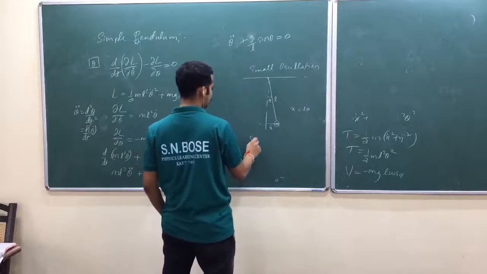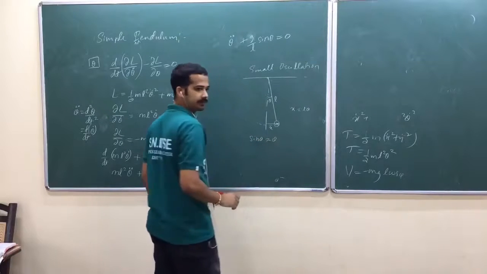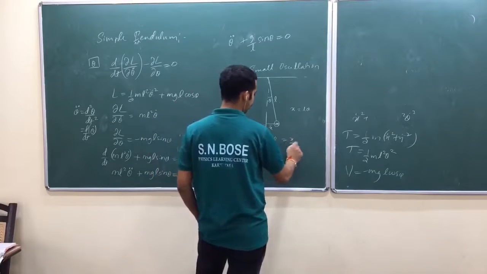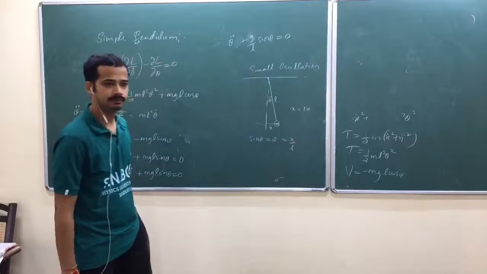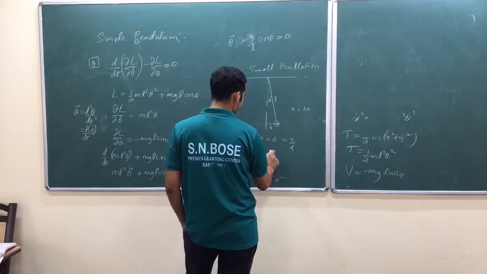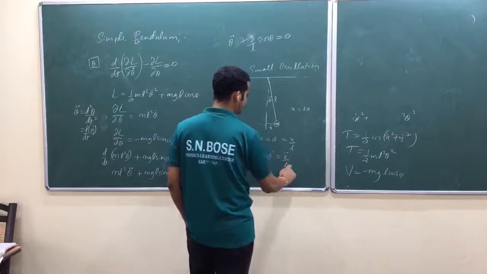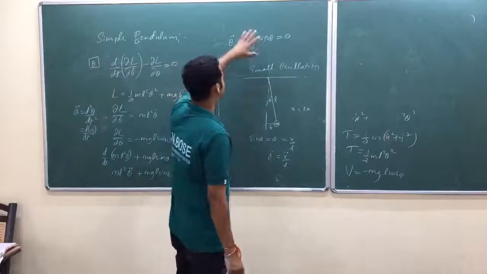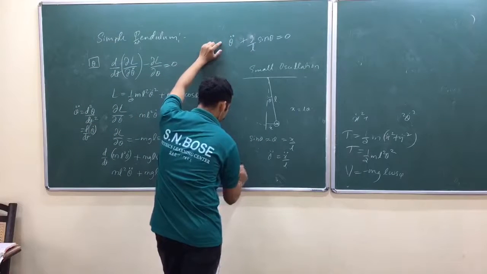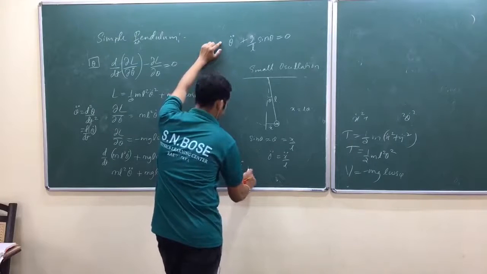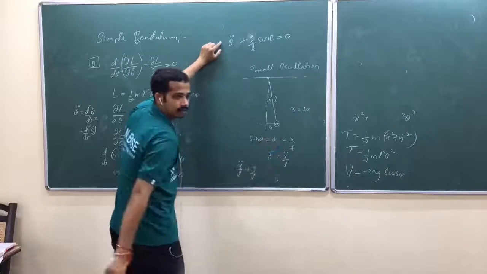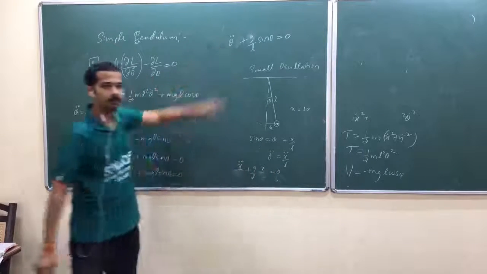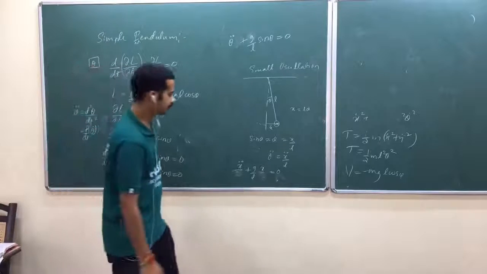When theta is small, sin theta is nearly equal to theta, so theta you can write as x by L. Is that okay? And theta double dot you can write as x double dot divided by L. That's it, because L is constant. Now when I substitute these two back here, what would happen? Theta double dot is x double dot by L, so plus g by L, sin theta nearly equal to theta, x by L, is equal to 0. That's why this L got cancelled. And that's again a second order differential equation.